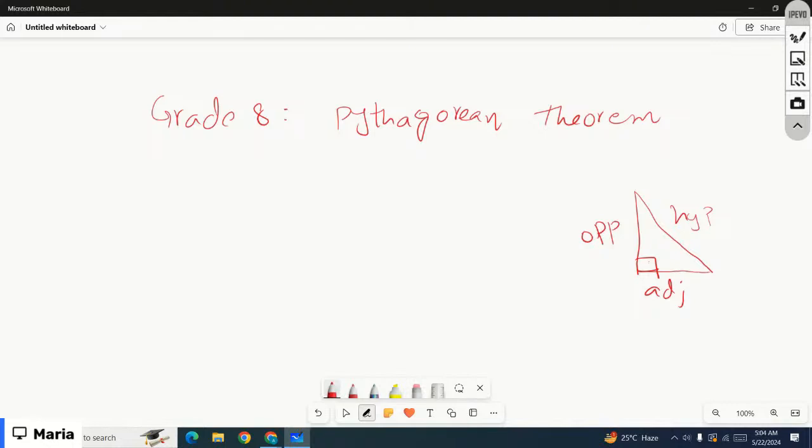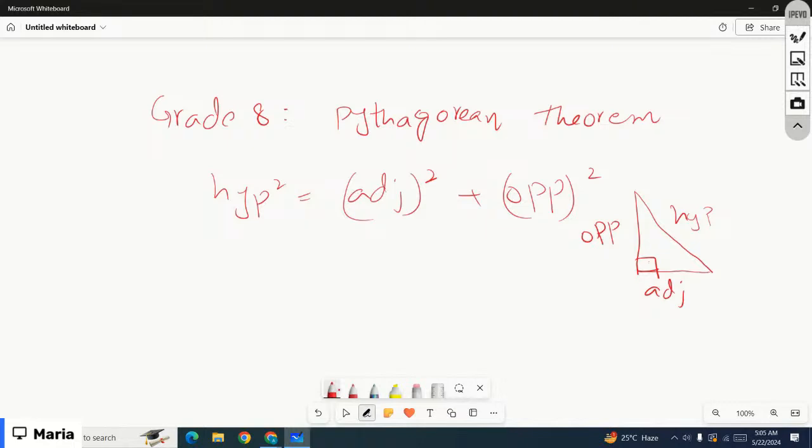So what is the Pythagorean theorem? The hypotenuse in a right angle triangle is always the longest side, right? The Pythagorean theorem says the hypotenuse square equals the sum of squares of the other two sides, that is adjacent square and opposite square. That is the Pythagorean theorem. The hypotenuse square equals the sum of squares of the other sides, right?